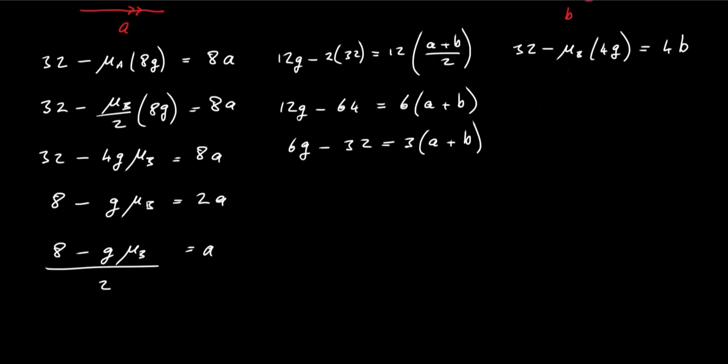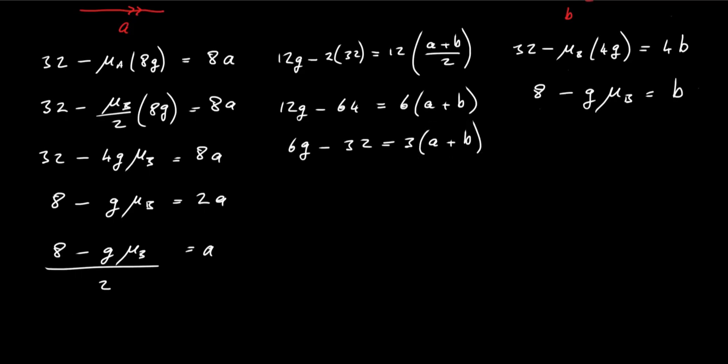So over here on the right hand side for block B, I can just get B on its own here. I can actually divide by 4 first, so let's do that. So I'll get 8 minus G mu B is equal to B. So now what I'm going to do is just substitute these two, this and this, in here.